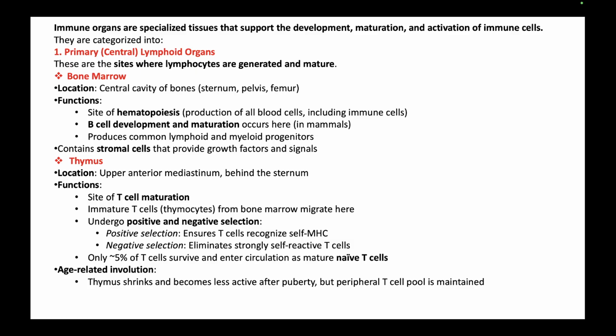So whatever T lymphocyte is having a very strong reactivity to the self proteins or self antigens, those cells will be eliminated. Okay, so after that only 5% of the T cells survive and enter the circulation as mature naive T cells. Okay, so age related evolution: the thymus shrinks and becomes less active after puberty, but the peripheral T cell pool is maintained.